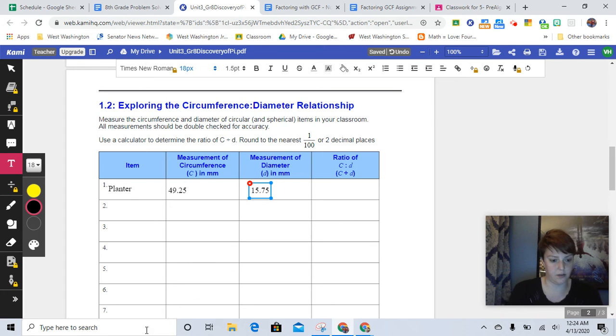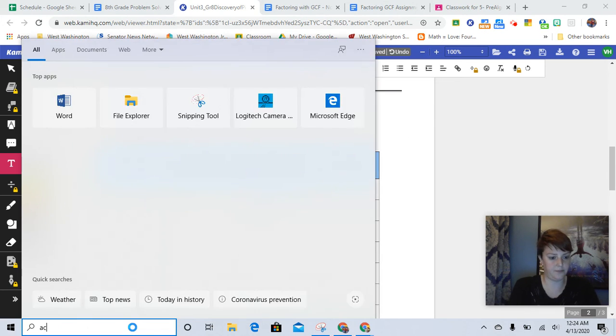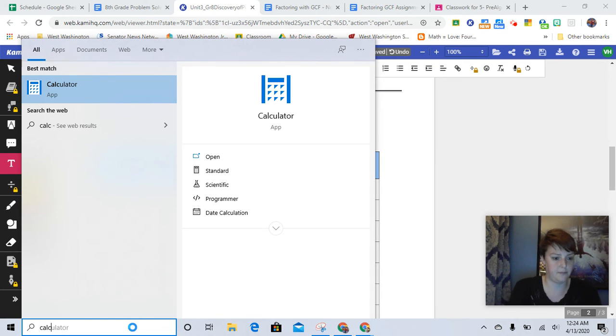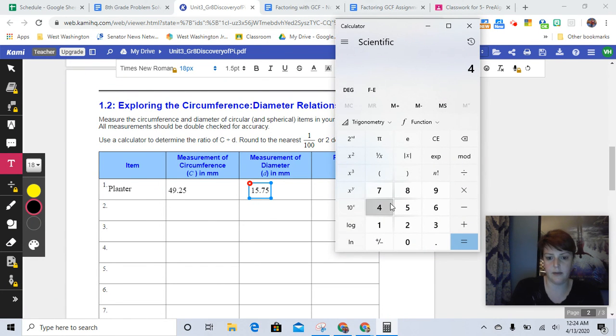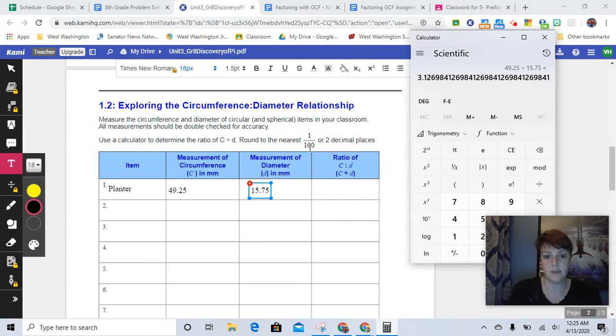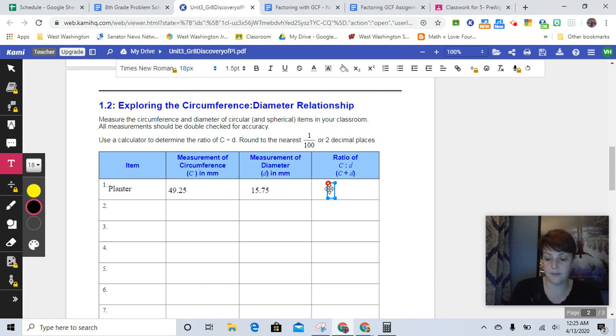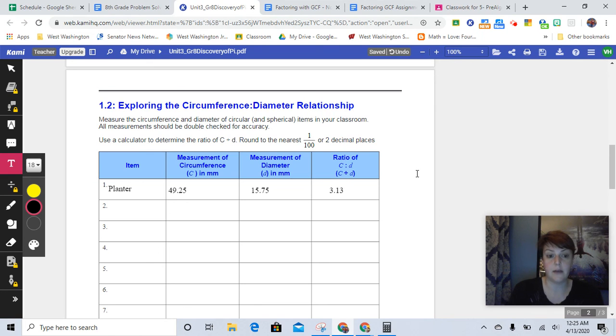And so here I'm going to go calculator. And I'm going to go 49.25 divided by 15.75. And then I'm going to type to the nearest 100th. So that's 2 decimal places. That's approximately 3.13. Okay. And that's what you need to do for each and every item up to 10.